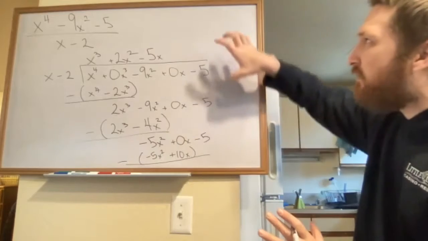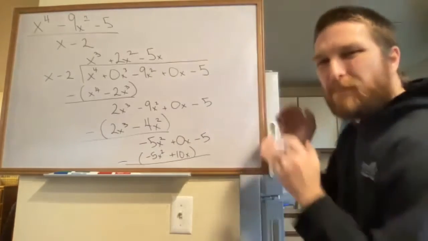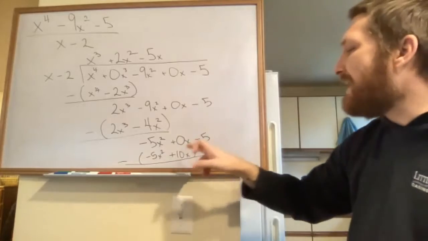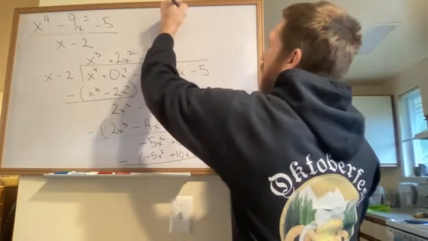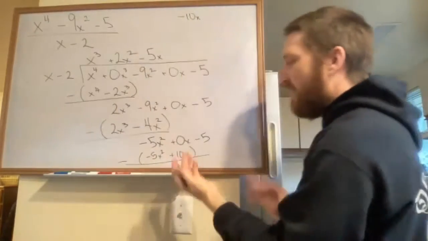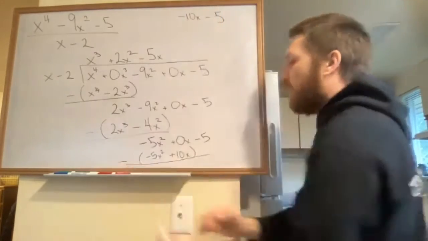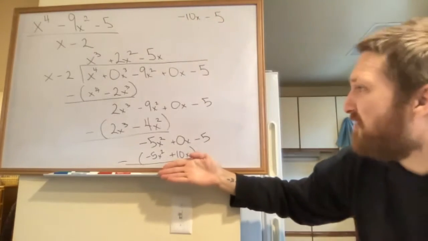I'm just going to go ahead and write that up here. On your paper, you should be able to keep tracking and everything. Okay, minus 10x is what's left over. Minus 10x. And then the minus 5 is going to drop down right here. Okay, so he's right here. I'm imagining him right there.